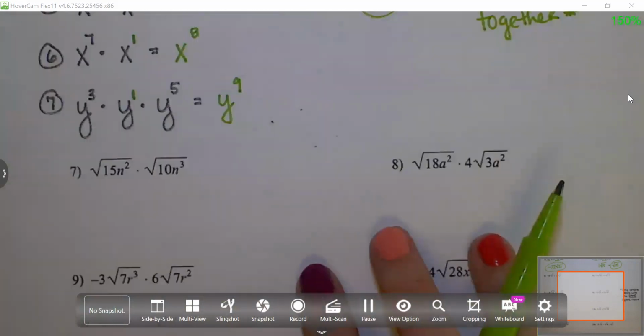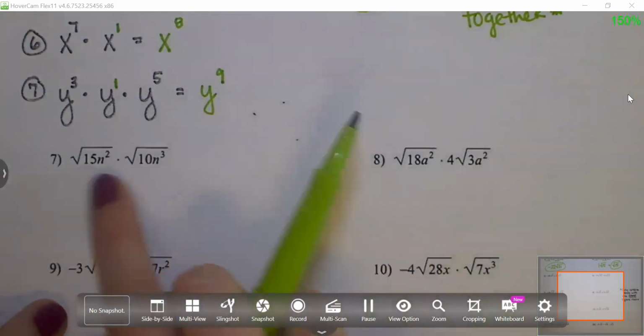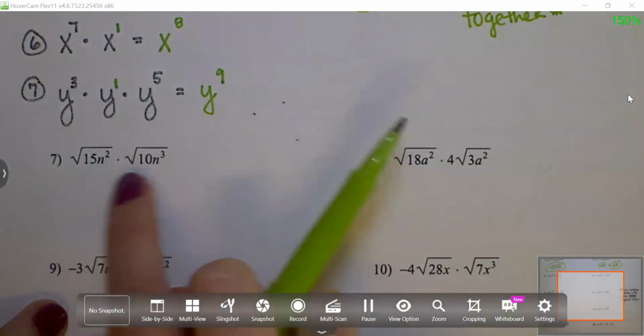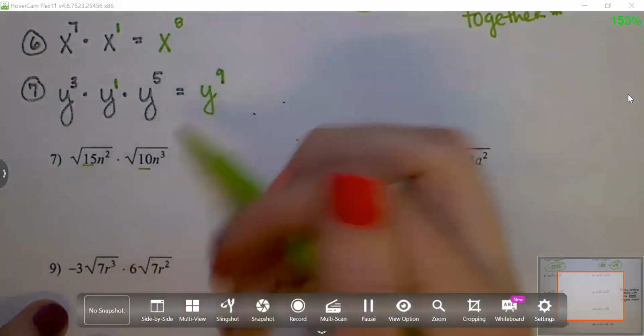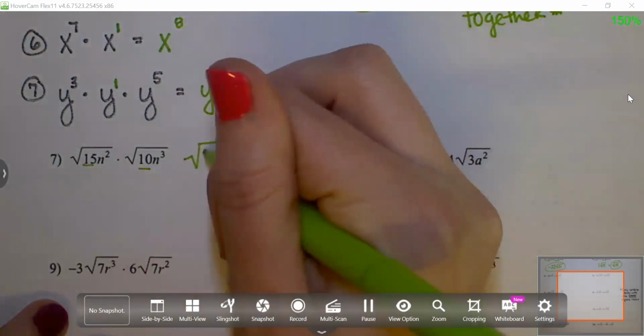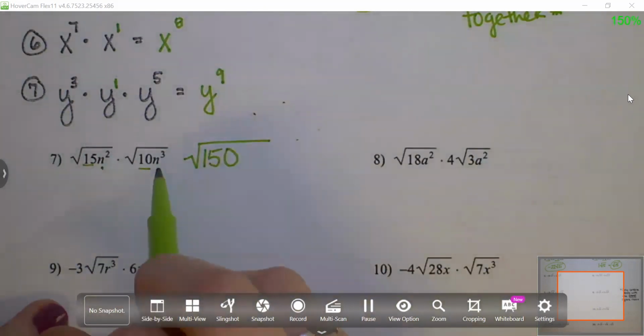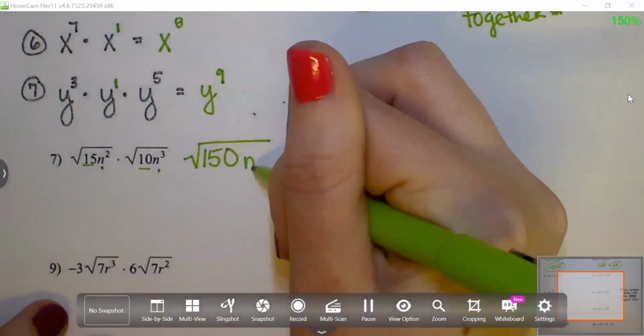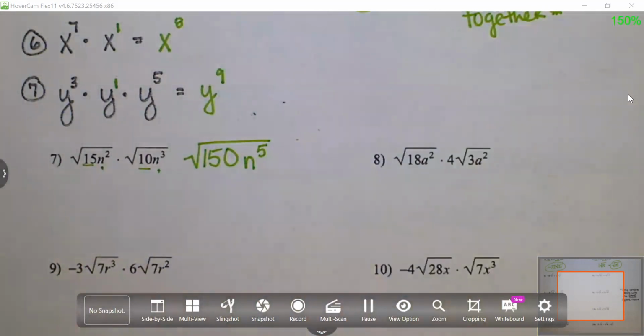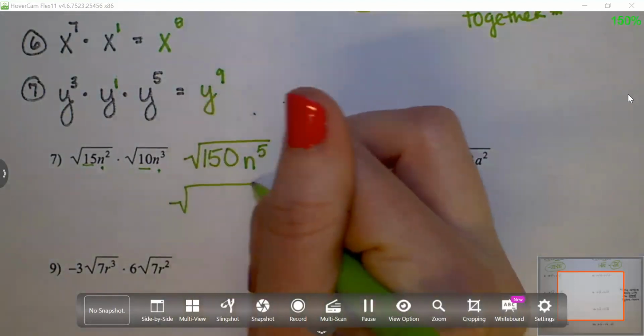So down here, when I am multiplying 15 times 10, I'm going to just multiply those numbers in front. 15 times 10 gives me 150. But then n to the 2nd times n to the 3rd, I have n to the 5th power underneath my square root symbol. And now I'm going to practice simplifying and breaking this down just like we did last week with our variables. 150, the perfect square that I can divide out of 150 is 25.